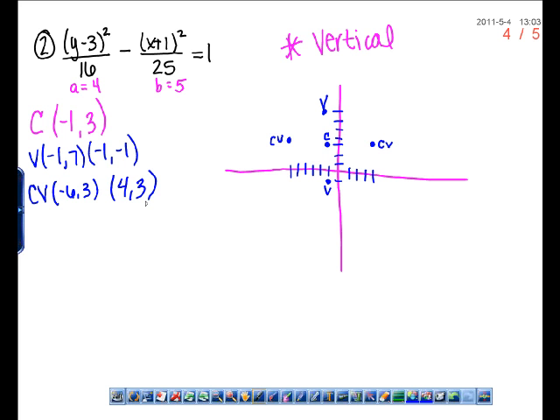What do we plot next? The foci. The foci. And what's the formula we use for foci? C squared equals A squared plus B squared. So C squared equals 16 plus 25. What is 16 plus 25? 41. So C equals square root of 41.